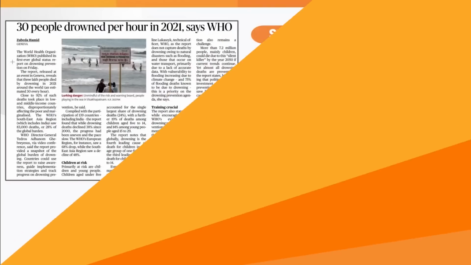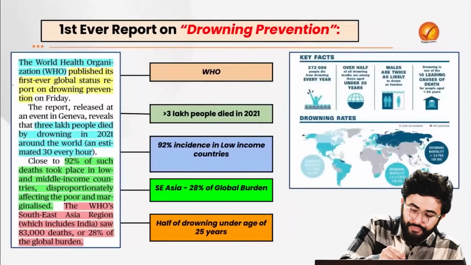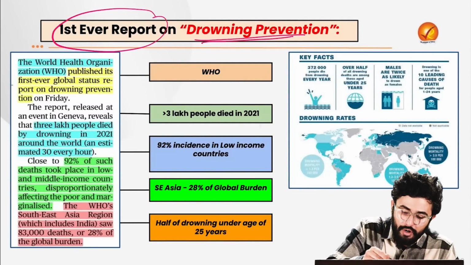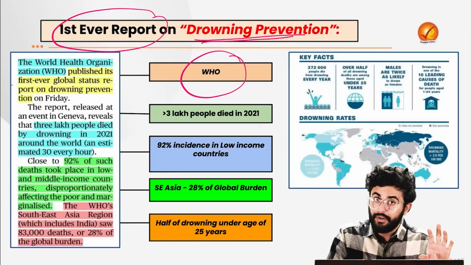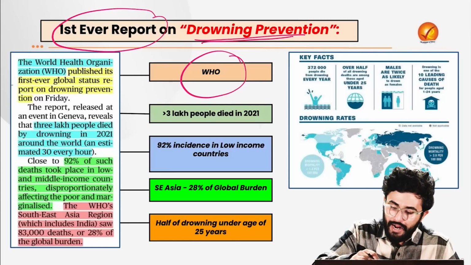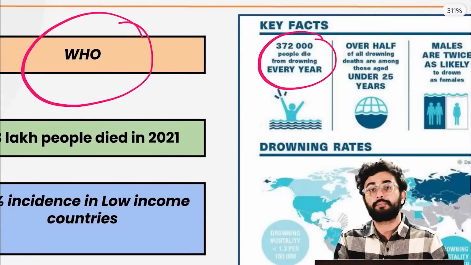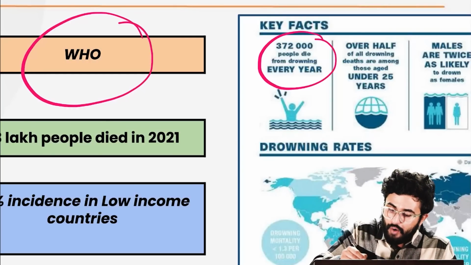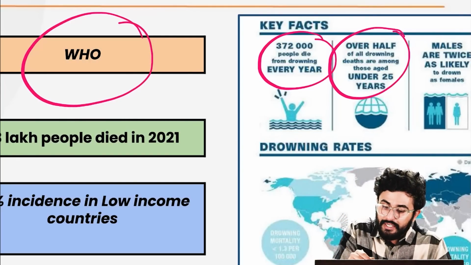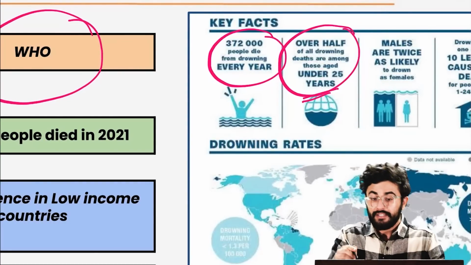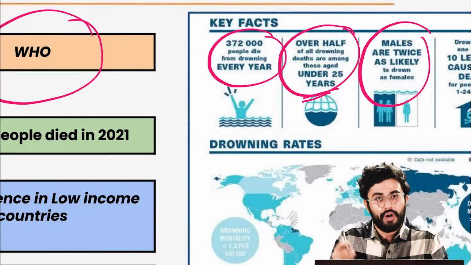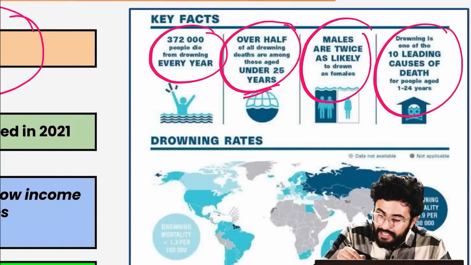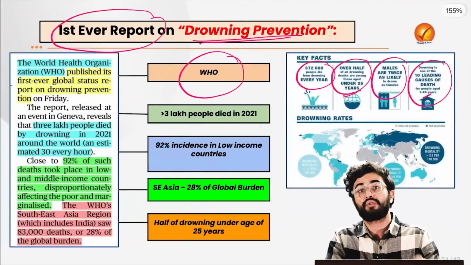We move forward to the next news of the day, where we are going to read about the first ever report on drowning prevention, which has been published by the World Health Organization. The report suggests that 3,72,000 people are dying from drowning every year. And over 50% of these drowning deaths are among people under the age of 25 years. Male members are twice as likely to drown compared to females. Drowning is one of the 10 leading causes of death, and that is why it has been accorded the status of a silent killer.